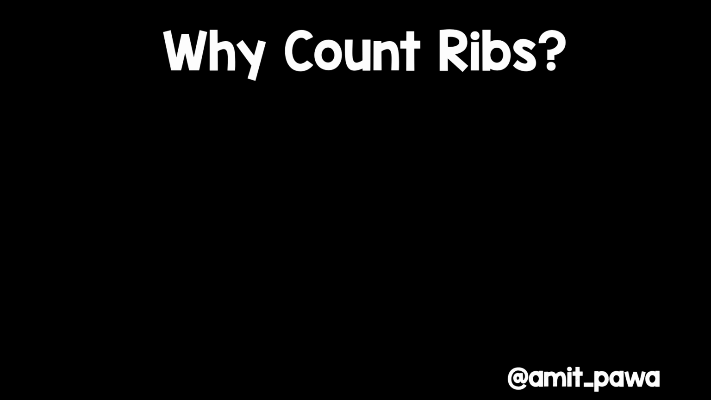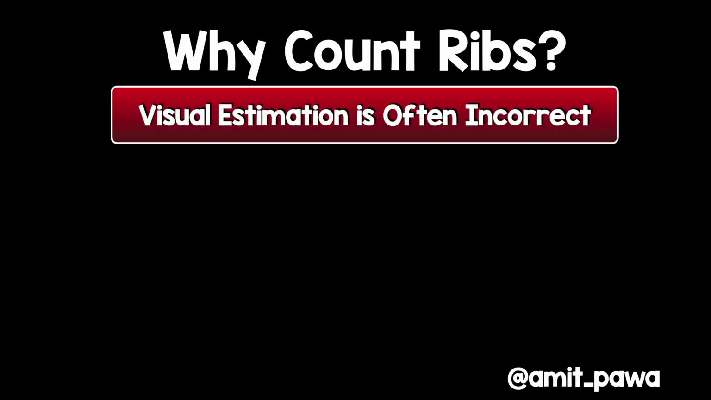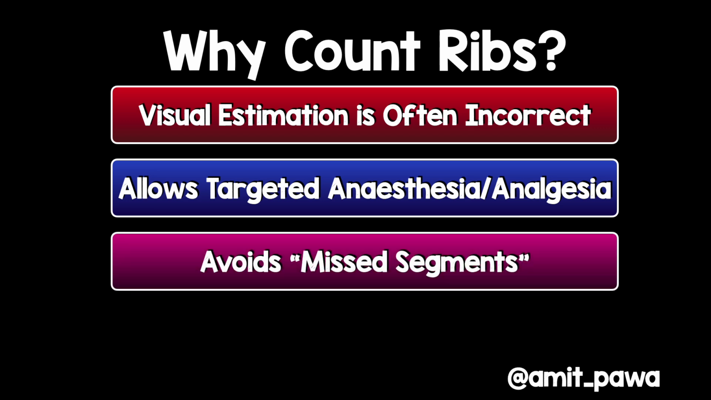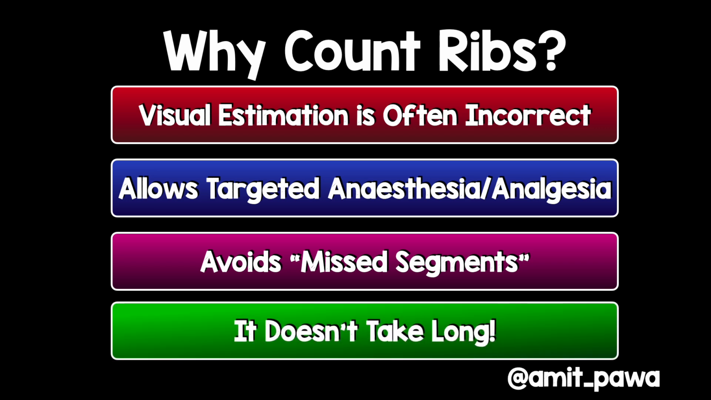So why should we bother counting ribs? Well, the truth is that visual estimation of rib level is often incorrect. And if we can get our level where it's supposed to be, it allows us to target our anesthesia or analgesia to the area of interest and avoid those irritating missed segments. And also, it doesn't take that long.